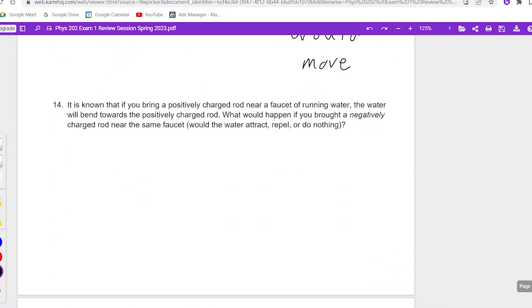Number 14. It is known that if you bring a positively charged rod near a faucet of running water, the water will bend towards the positively charged rod. And I'll even draw a picture of that. So like you got your water faucet and water's coming out and you hold a positively charged rod there. Well, what's going to happen is the water is literally going to bend towards the rod. It's like literally going to look like magic. It's pretty cool. Now, what would happen if you brought a negatively charged bar near a faucet of water, would the water attract, repel, or do nothing?